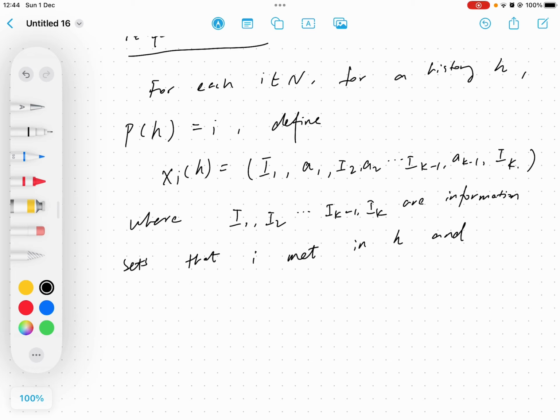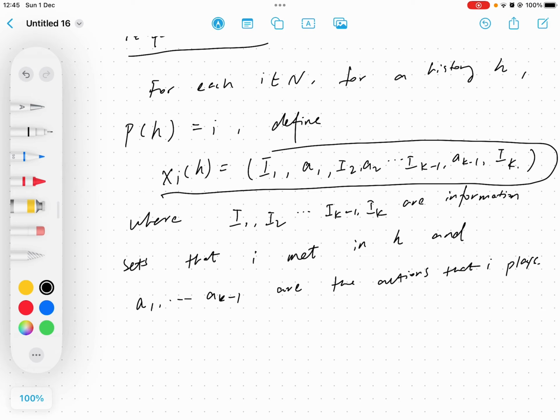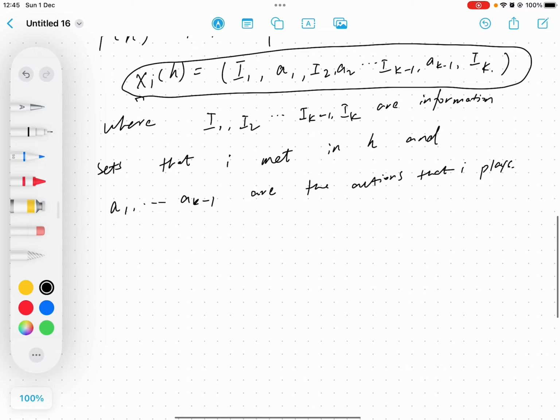And A1 up to AK minus 1 are the actions that player I takes. So this is the definition for this function xi. We'll use that to help us define the concept of perfect recall.